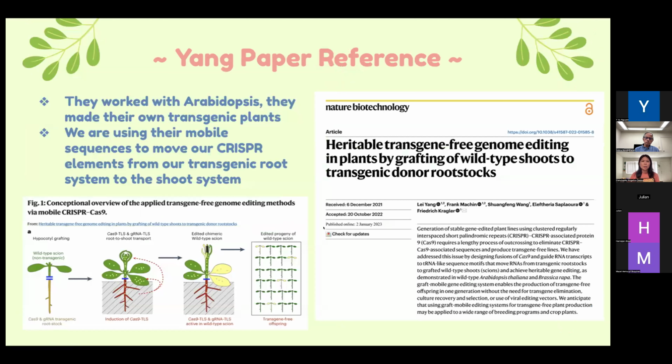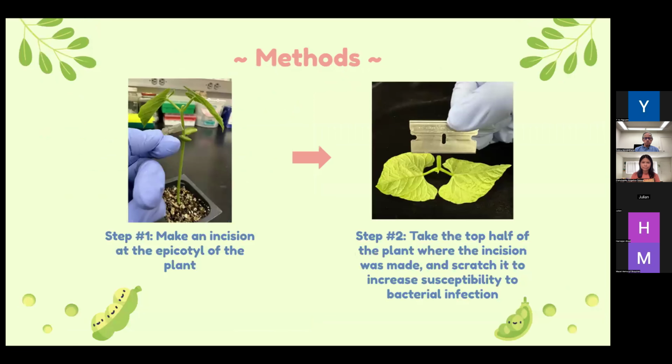Along with our research, we used a scientific paper written by Li Yang and other authors. Essentially in this paper, they worked with the lab rat of the plant world, which is called Arabidopsis. They made their own transgenic plants, and with that, we used their mobile sequences to help us move our CRISPR elements from the transgenic root system onto the shoot system of the plant.